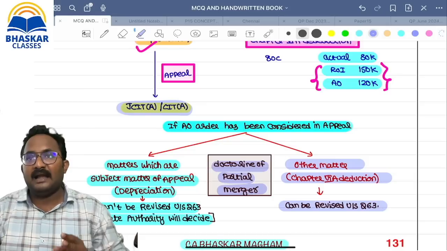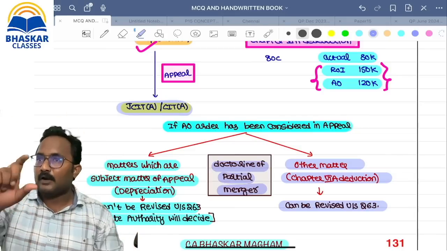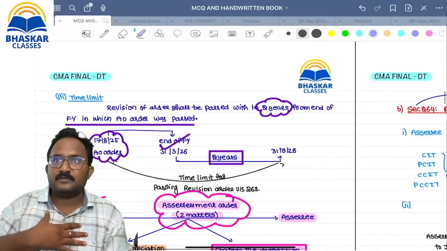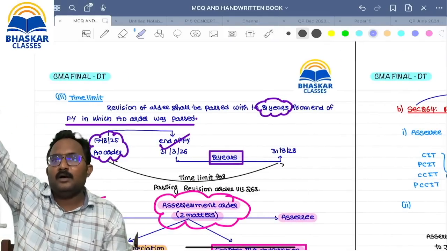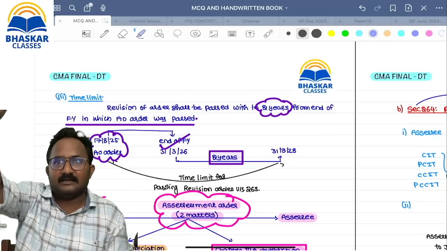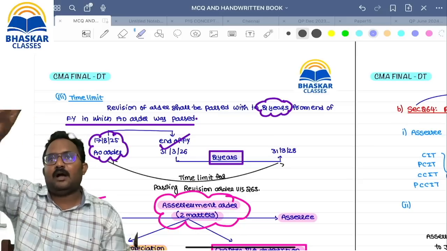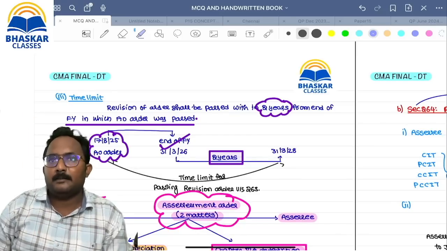Can you tell me the 263 order passing time limit, ma? 2 years from the end of the financial year in which the AO passes the order. From the year end, how many years, ma? 2 years. If I am saying 263, anywhere, not in class also, outside also, always you need to say one thing, the doctrine of partial merger. And that is a revision of an order in favor of whom, ma? Department. If any order against the department is there, that order can be revised by the CIT in favor of the department. Are you clear with this?